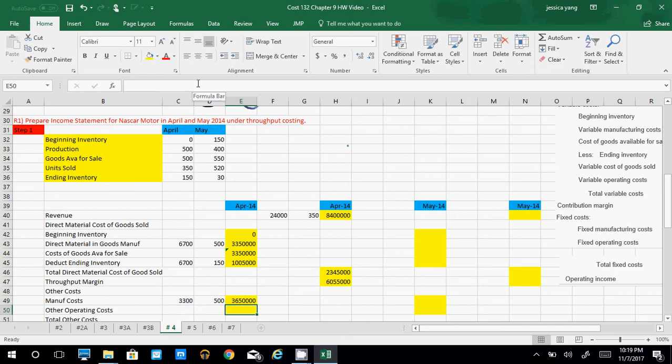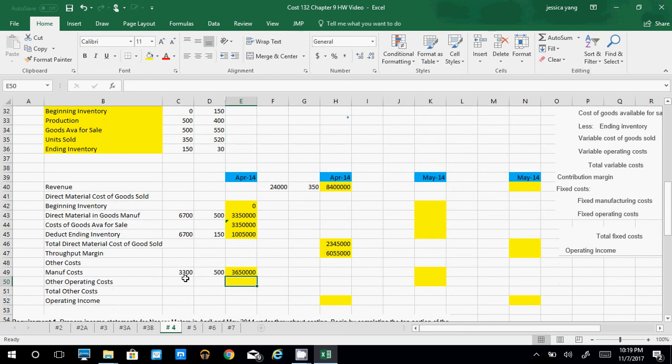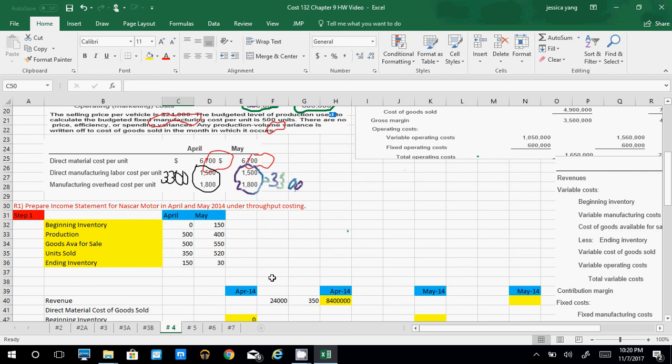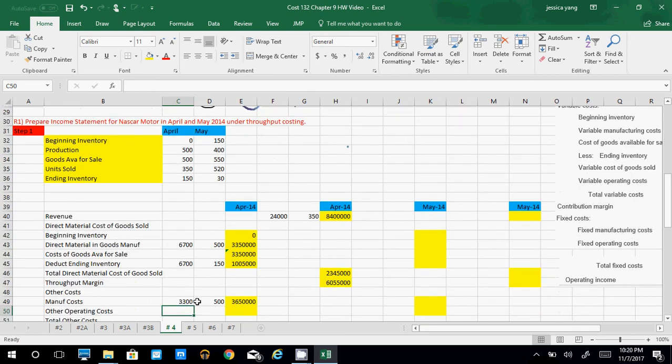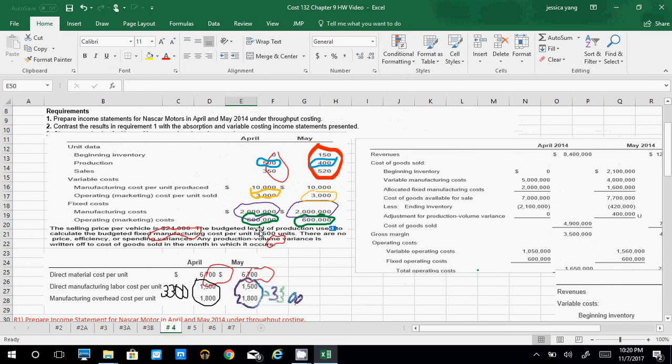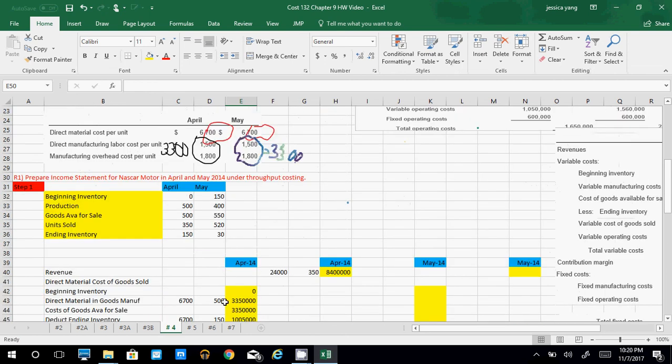Which gives us a total of 3,650,000 for manufacturing costs. To get other operating costs, we would take 3,000 from April from the operating marketing cost per unit, multiply that by our units sold in April of 350 units, and add our 600,000 of operating marketing costs in April.